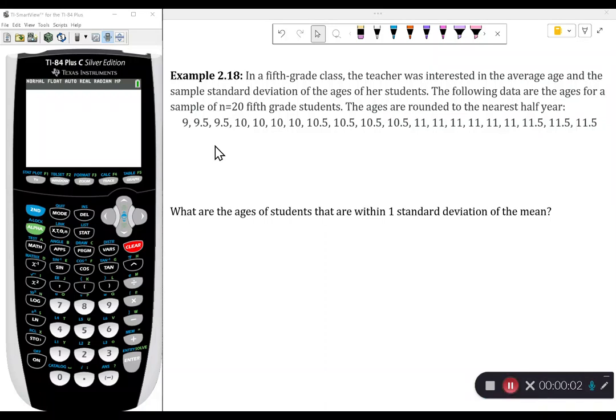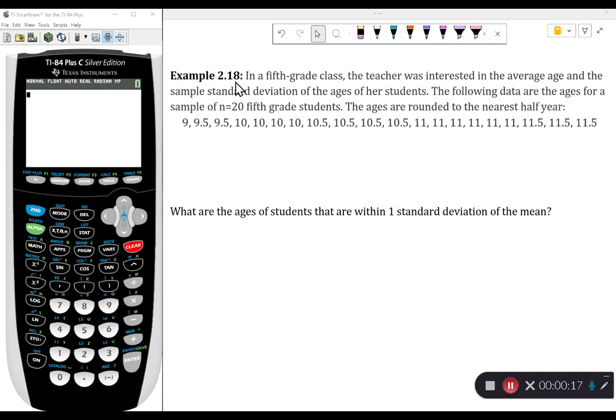In this example, we will use the TI-83 or the TI-84 to find the standard deviation, and then from there we will talk about what it means to be within a certain number of standard deviations from the mean. So let's read the example together.